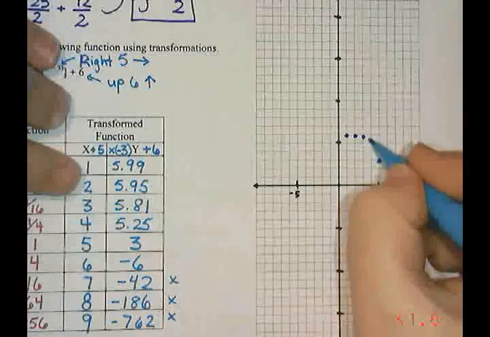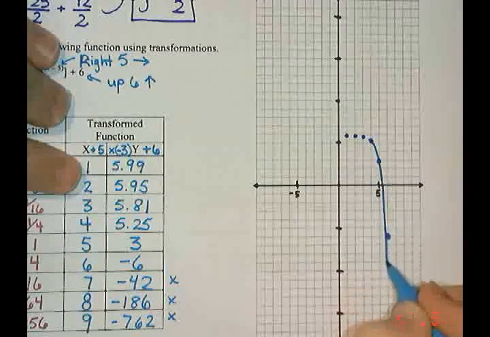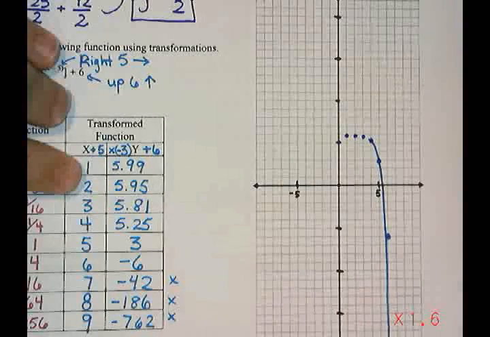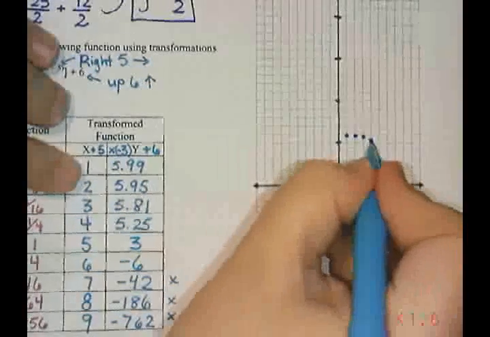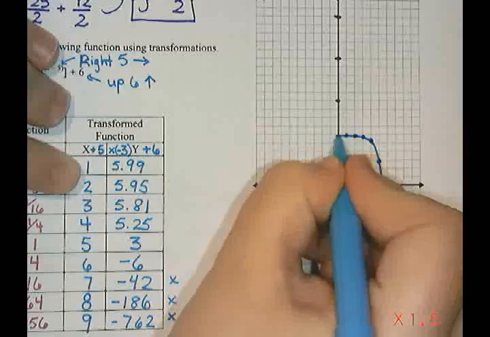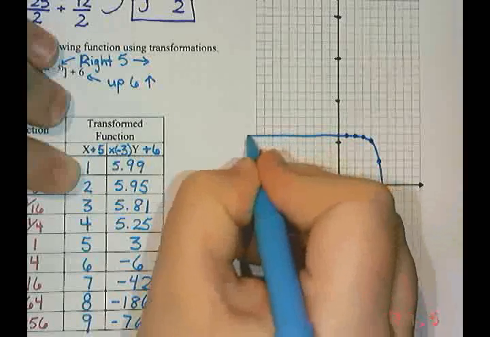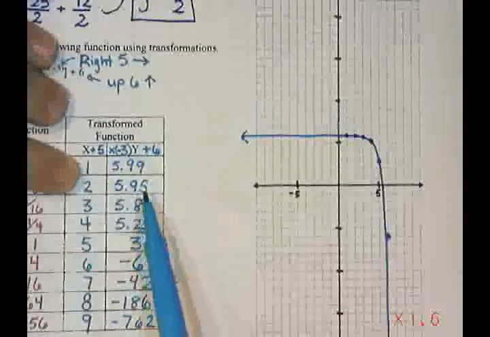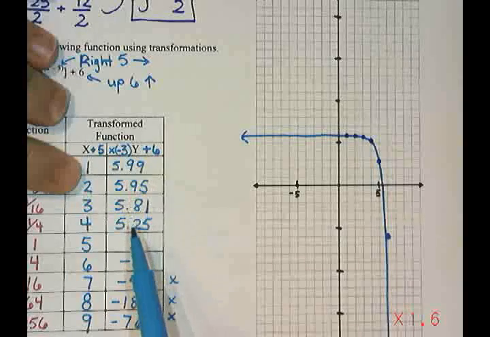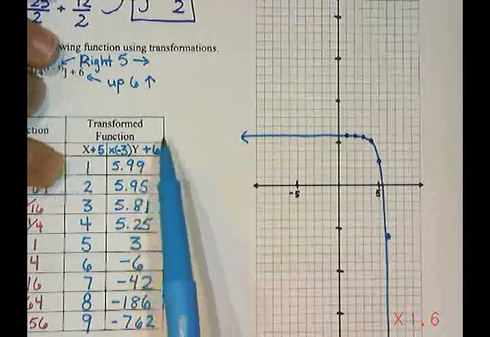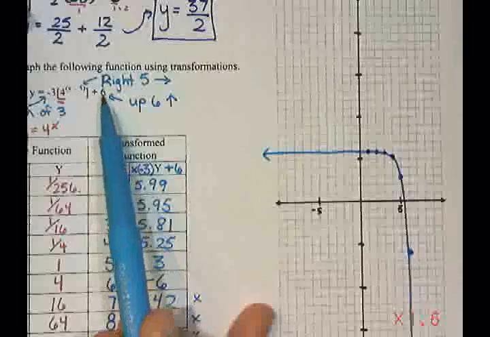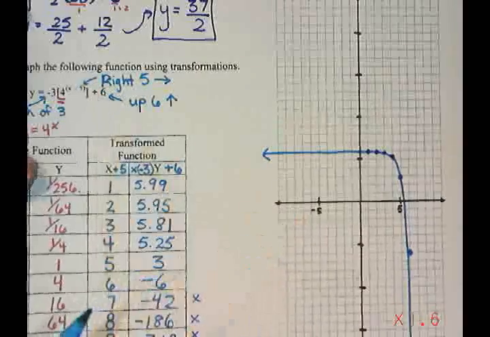So I see that one side should look vaguely like a parabola. And then the other side is going to level off at my horizontal asymptote, which I can tell from the table is going to be 6 because these numbers are getting really close to 6. I also know that it's plus 6, so that has an asymptote at 6 there.